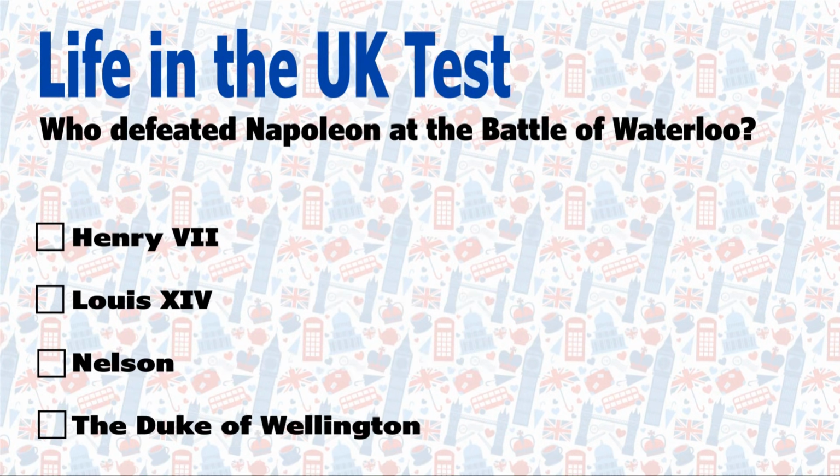Who defeated Napoleon at the Battle of Waterloo? Henry VII. Louis XIV. Nelson. The Duke of Wellington. The Duke of Wellington. In 1815, the French wars ended with the defeat of the Emperor Napoleon by the Duke of Wellington at the Battle of Waterloo.